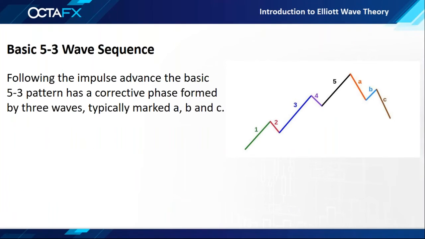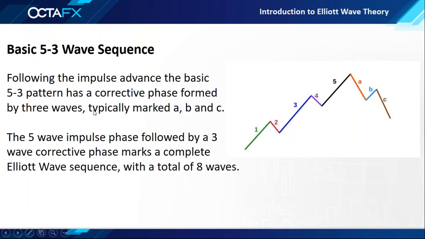Now, what's expected to follow the impulse advance in the 5-3 sequence is a corrective phase. So following the impulse advance, the basic 5-3 pattern has a corrective phase formed by 3 waves, which are typically marked A, B, and C. The 5-wave impulse phase followed by a 3-wave corrective phase marks the complete Elliott wave sequence with a total of 8 waves.